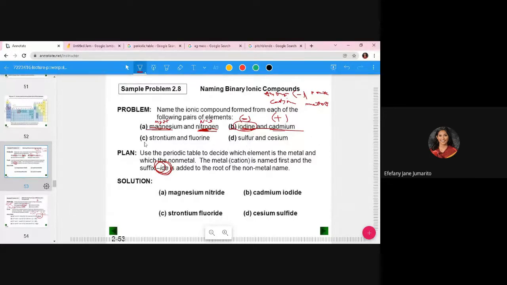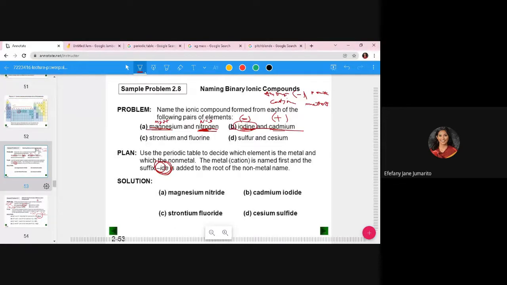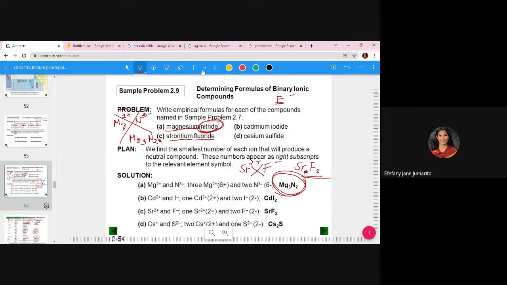Okay. Letter C. Strontium, Sr, and fluorine. Strontium is the cation, and fluorine is the anion. When you name the compound, it is strontium fluoride. Okay, so that's how you name it.